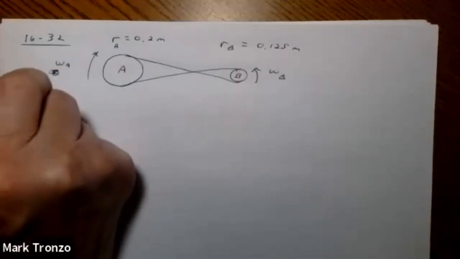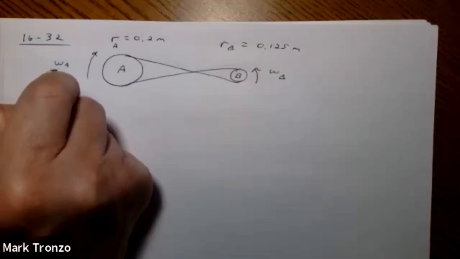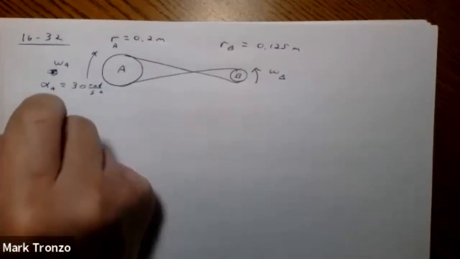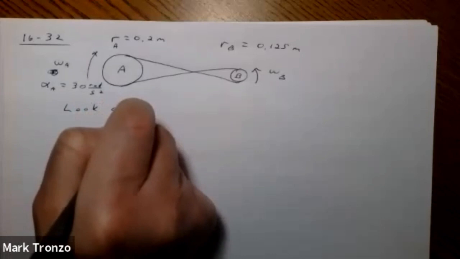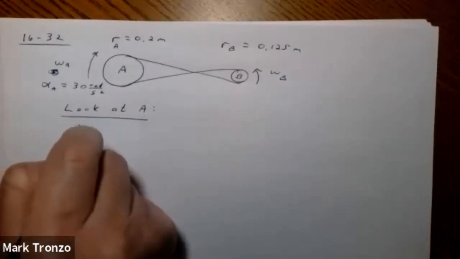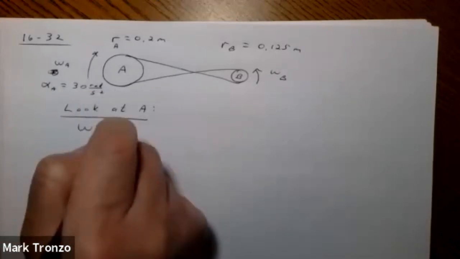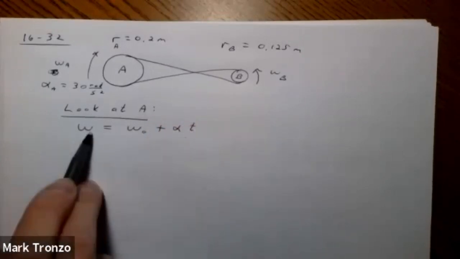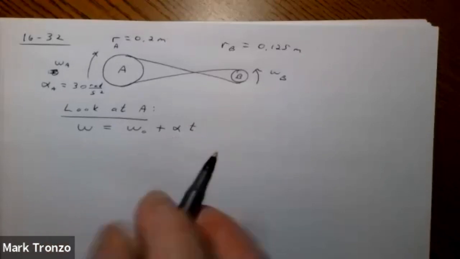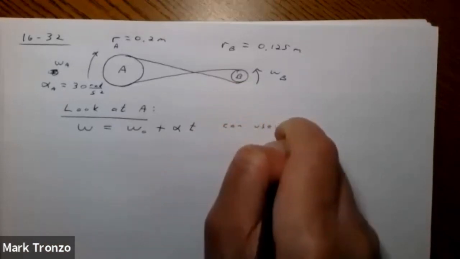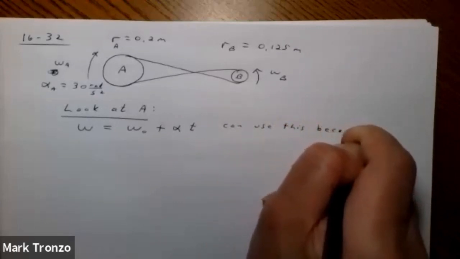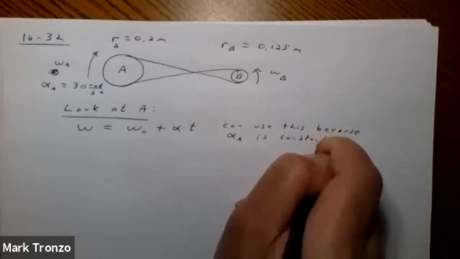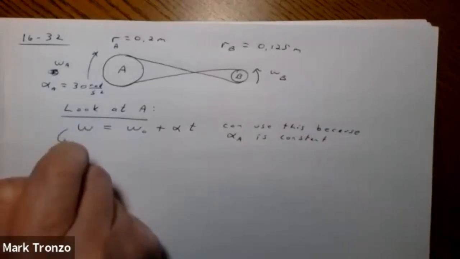We're given that alpha A is 30 radians per second squared. So first look at A. So omega for A, I won't put the subscripts down just to try to keep it a little bit uncluttered. Remember, we can use this equation. We can use this because the acceleration is constant. Otherwise, we couldn't use it. We'd have to integrate. So plug stuff in.